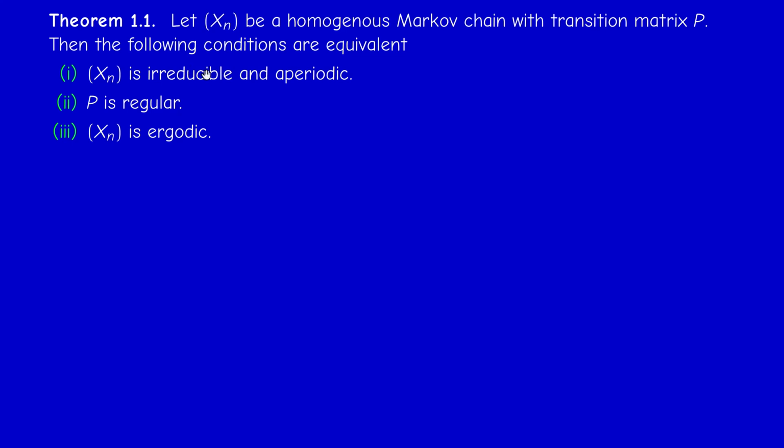Either we check that this chain is one class and the period of one state is 1, or we compute the successive powers of P, and whenever we find a power of P with positive entries, then we know that the chain is ergodic. So we have two criteria for ergodicity, which is a very important condition. Not all Markov chains satisfy this, only the irreducible and aperiodic ones, and you know that not all chains are irreducible or aperiodic.